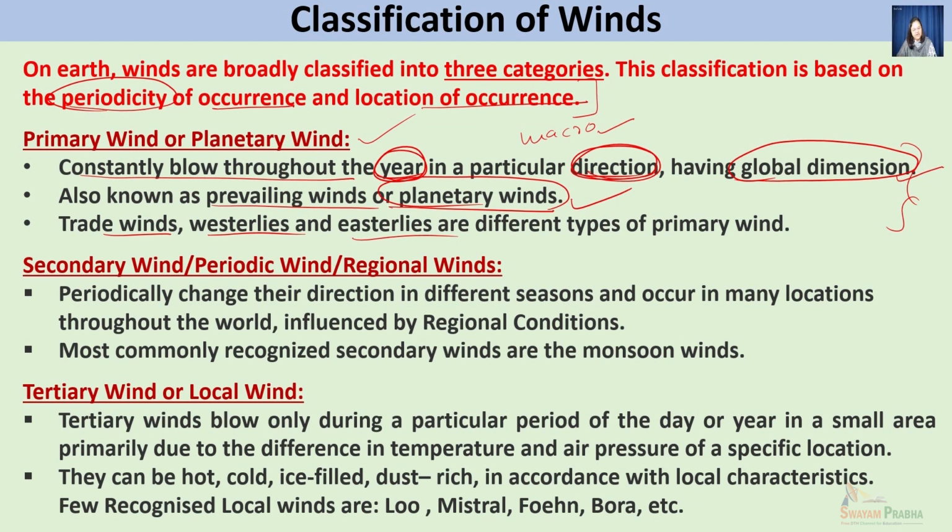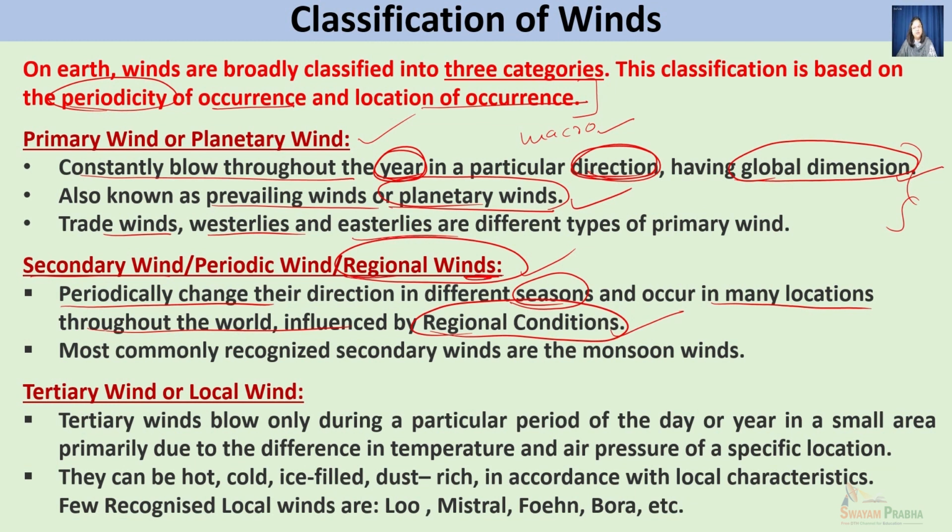So besides the primary winds which have global dimension, you have secondary winds which are regional in nature. They cover a much wider area, but their circulation is not at global dimension, but still they may cover a wide area on Earth. They periodically change their direction in different seasons and occur in many locations throughout the world, and they are greatly influenced by the regional condition.